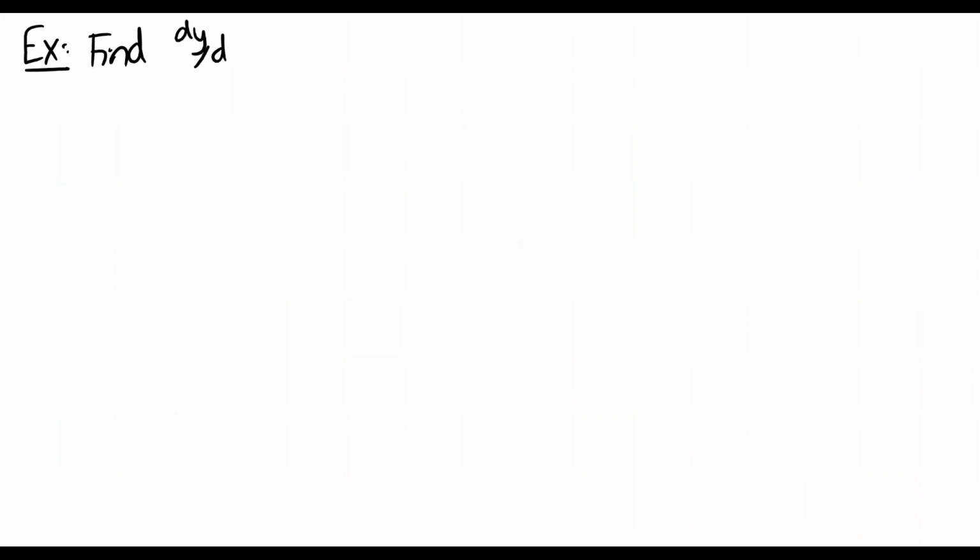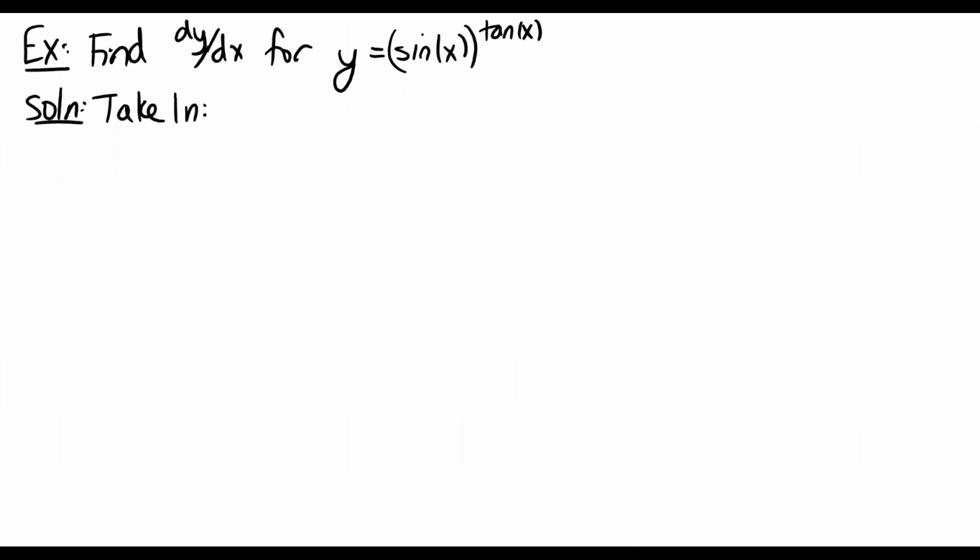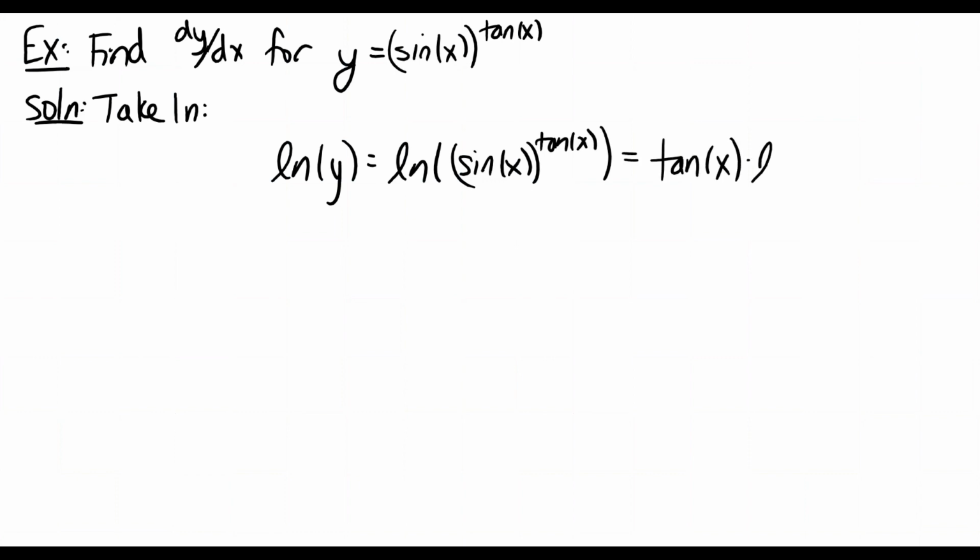One more example. Find dy/dx for y equals sine of x raised to the tangent of x. Again, we don't have a way to find the derivative directly, so we have to use logarithmic differentiation. Taking the log of both sides, we get natural log of y equals natural log of sine of x raised to the tangent of x, which equals tangent of x times natural log of sine of x.